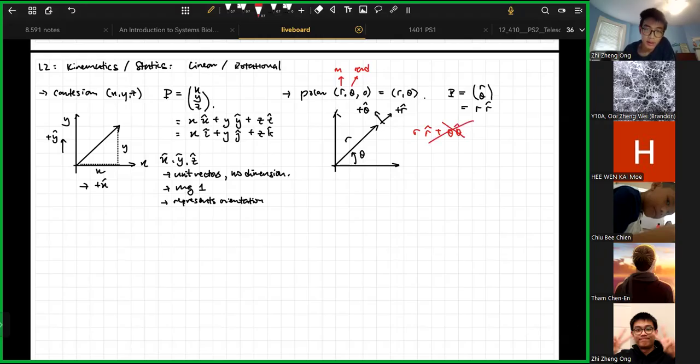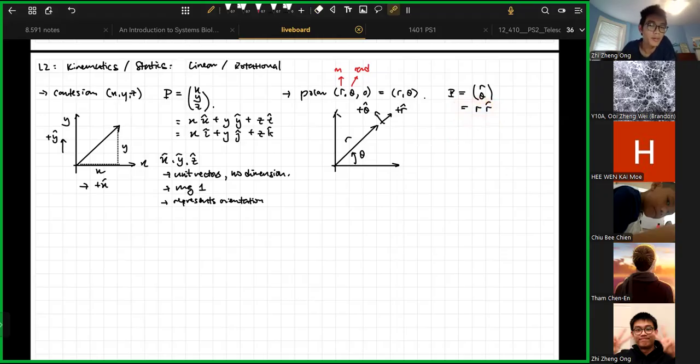This thing is wrong. You can't write something like this. Number one, the reason why it's wrong is because it's dimensionally not correct. The units are not the same. This thing has units of meters, but this thing doesn't have units at all. So it's a little bit funky. You can't write that. What you can write, however, is just this R hat.